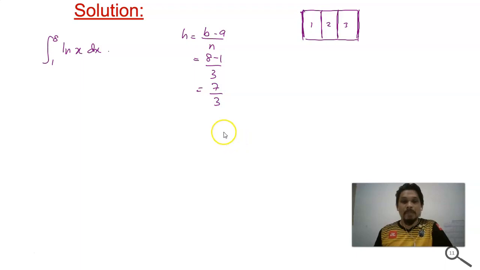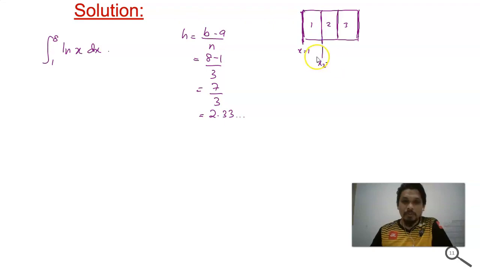If I change this 7 divided by 3 in decimal, which is 2.33. Okay, never mind. We can use this actually. So now, let's say this is x equal to 1. What about this here?